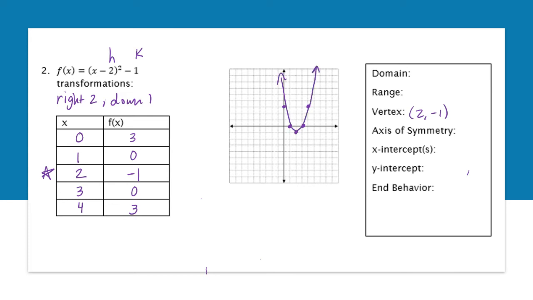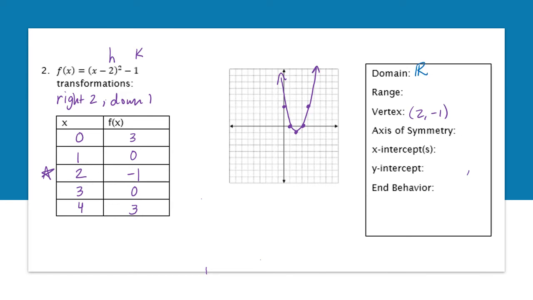So when we talk about domain, and this is actually going to be true of every single quadratic function, domain is talking about how far left and right the graph would go if you followed it forever and ever. And the answer for every single quadratic is that it would go forever. So our domain is going to be all real numbers.